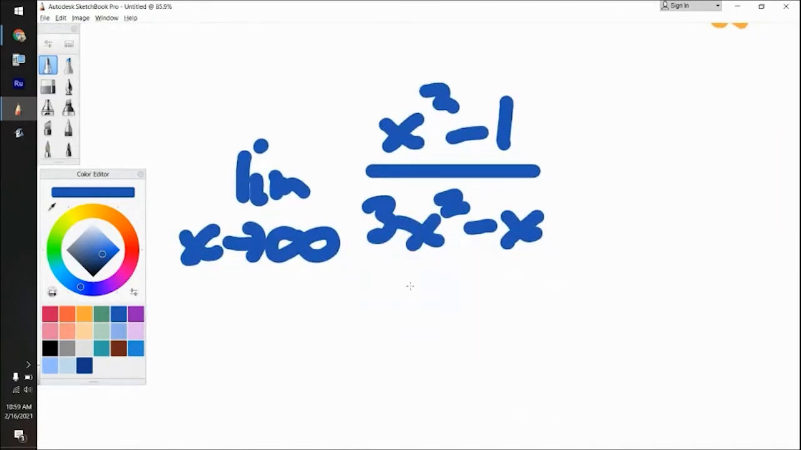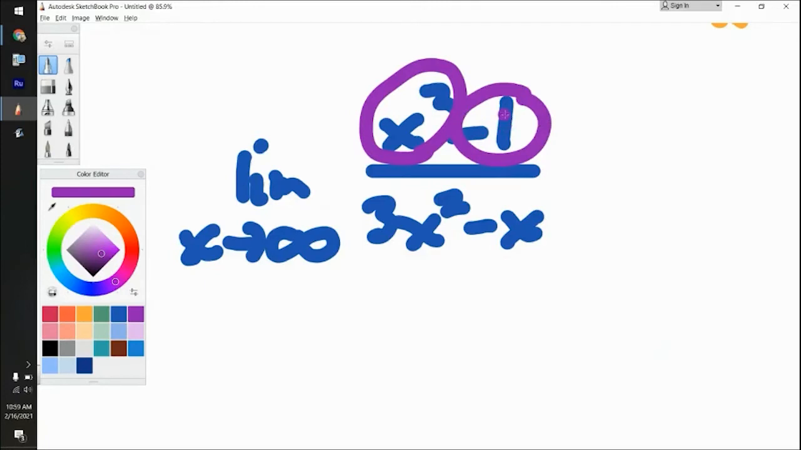So what you can do here is x is approaching infinity. It's kind of like saying x equals infinity, but again, you can't actually equal infinity. So that's why it says x is approaching infinity. Because if you think about it, if x is approaching infinity, that means it's infinity squared minus 1.